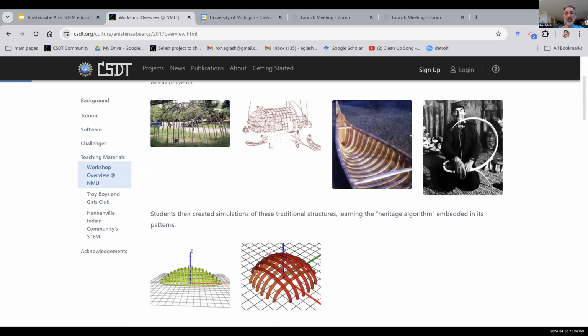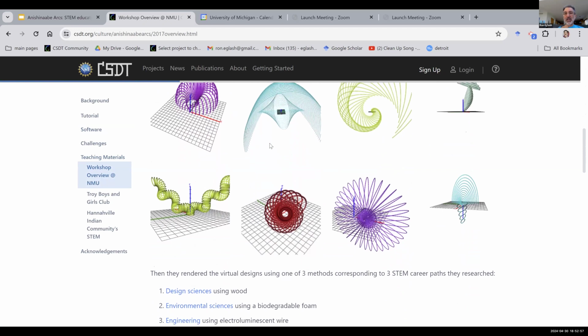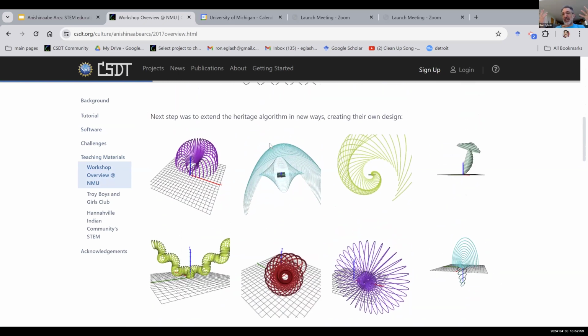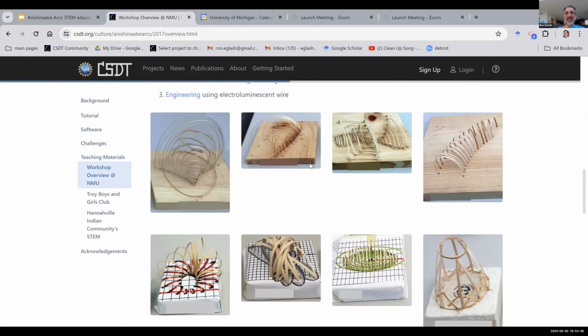Students started looking at these structures and developed creatively all these virtual designs, some of which I don't even know if you could physically make, even as a little model, but they were having a lot of fun just building things on the screen. And then here are some of the designs they did.